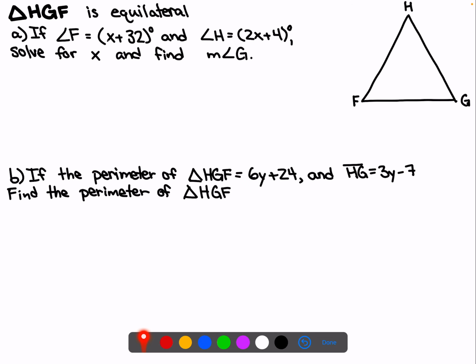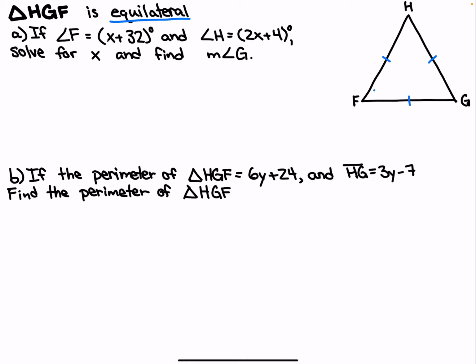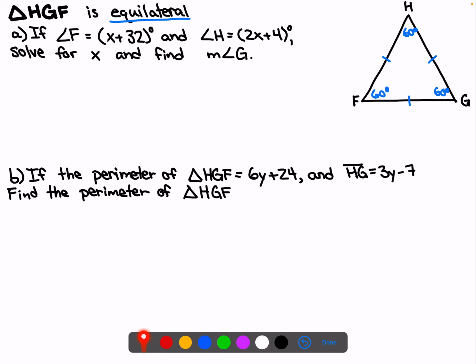All right, next up, triangle HGF is equilateral. If angle F is equal to x plus 32 degrees, angle H is 2x plus 4 degrees, solve for x and find the measure of angle G. Well, first off, it's equilateral. And equilateral triangles are the same as equiangular triangles, so therefore all sides are congruent and all angles are equal, meaning that each angle is 60 degrees. So right away, angle G is 60 degrees.